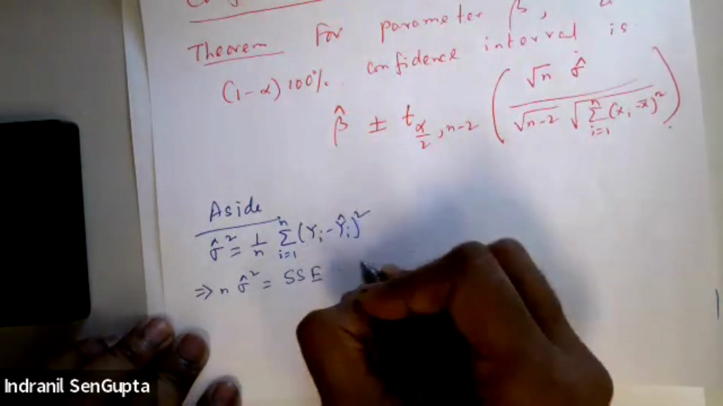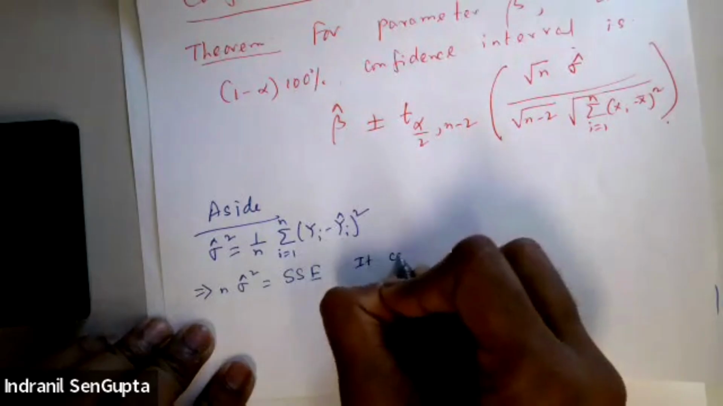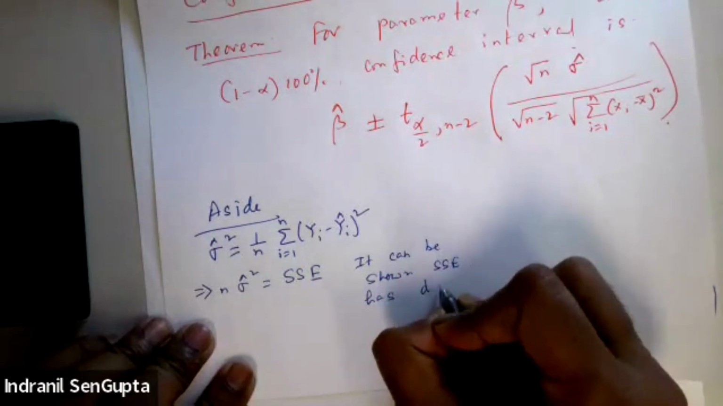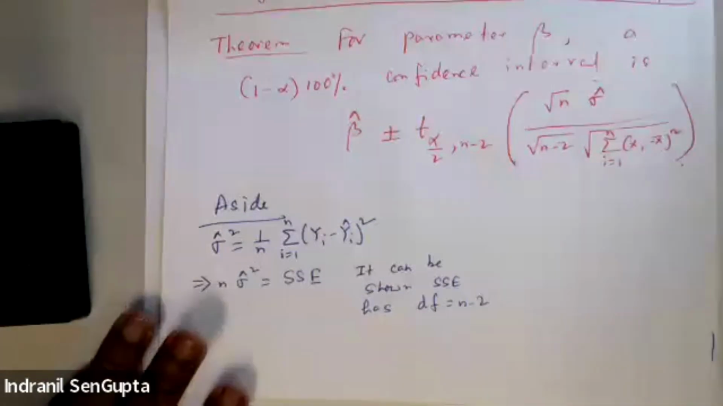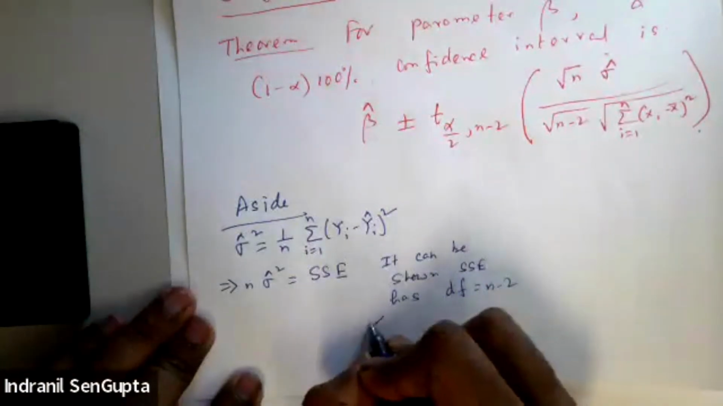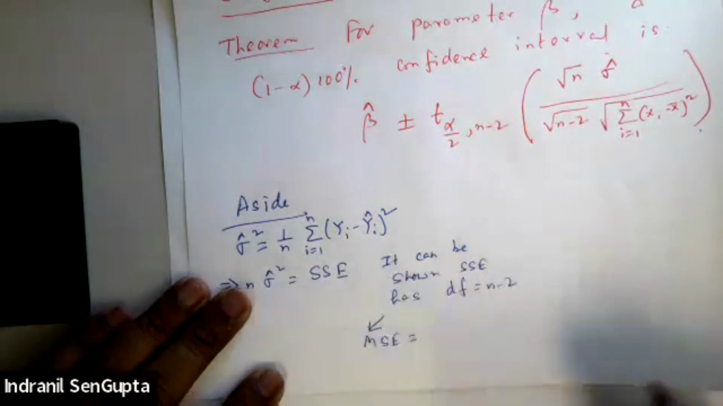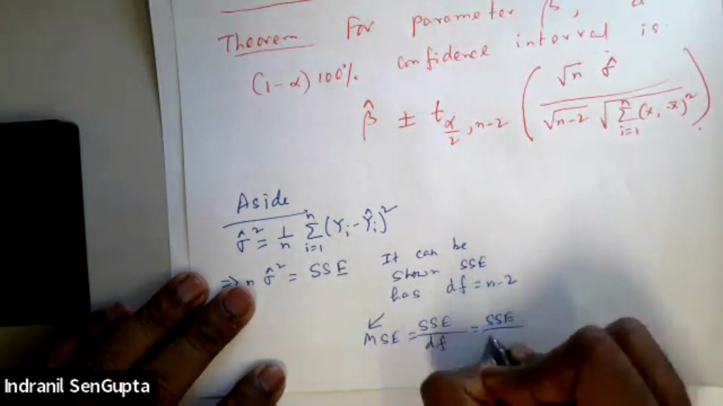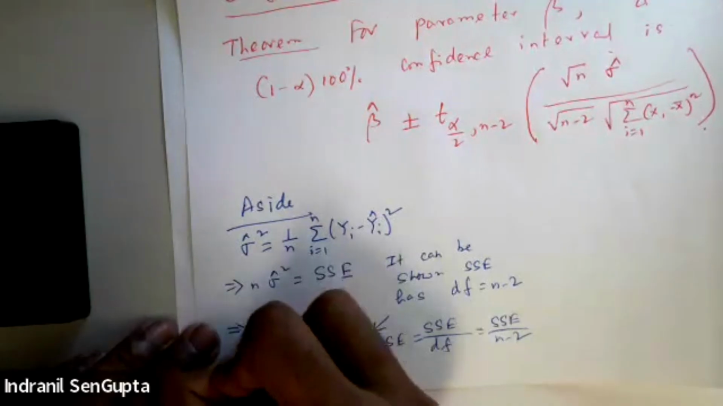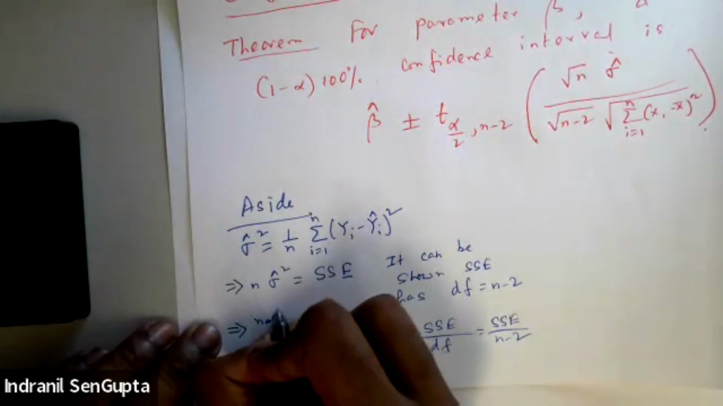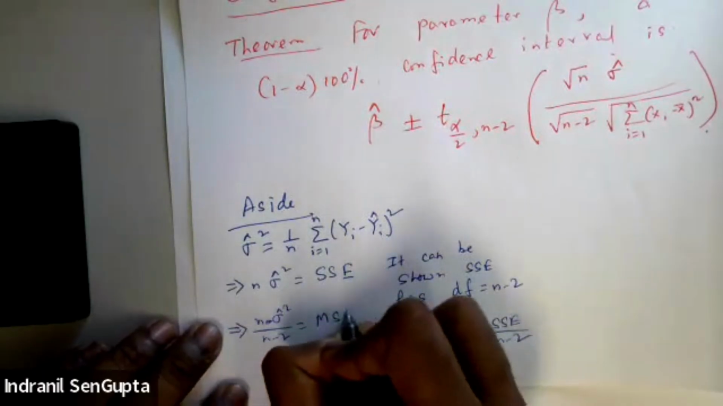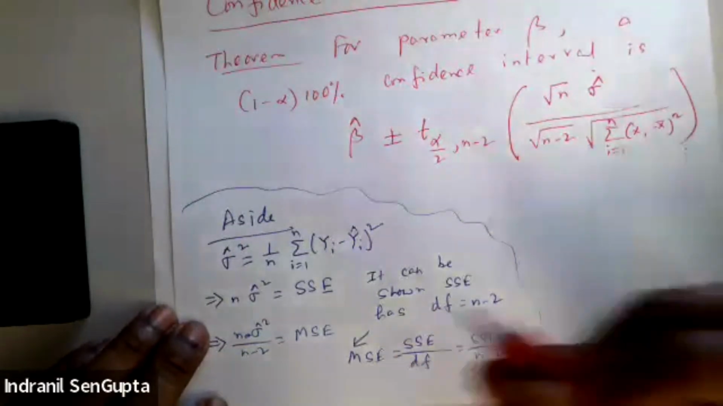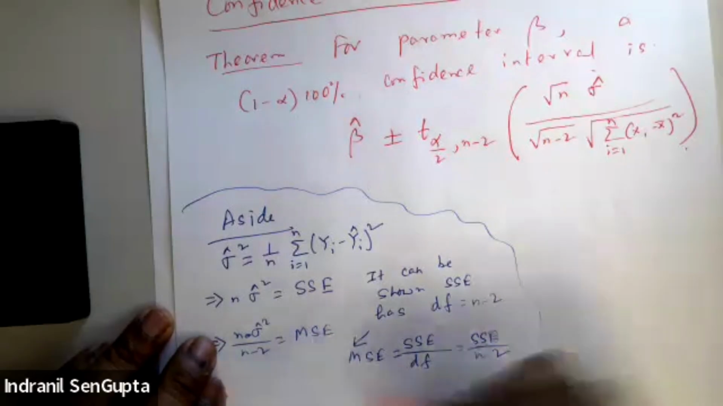If I divide, it can be shown that SSE has degrees of freedom equal to n minus 2. Therefore, MSE, if you recall from the ANOVA, is SSE divided by the degrees of freedom, which is SSE over n minus 2. So I can write n sigma hat squared over n minus 2 is MSE. That is nothing but MSE.